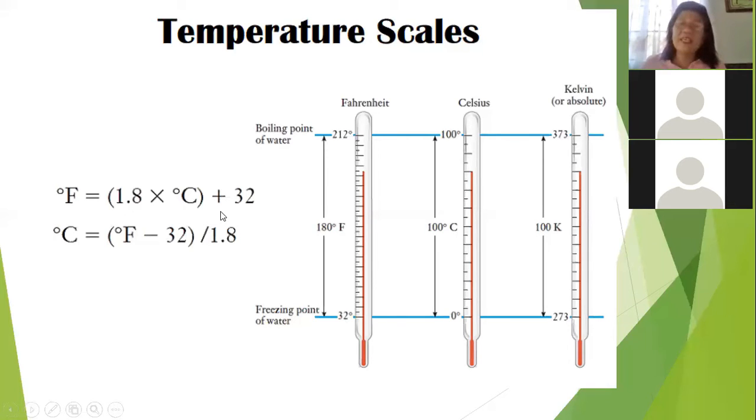Okay. Don't forget to have this formula. Do not interchange these formulas. This first formula is if the given is centigrade and you are going to compute for the Fahrenheit. The second formula is if the given is in Fahrenheit, then subtract it with 32 before you divide it with 1.8. It will give you a temperature in terms of centigrade. Okay, that's it.